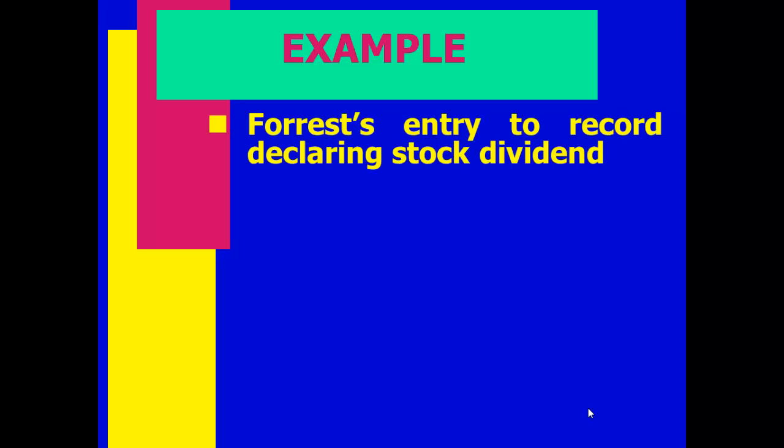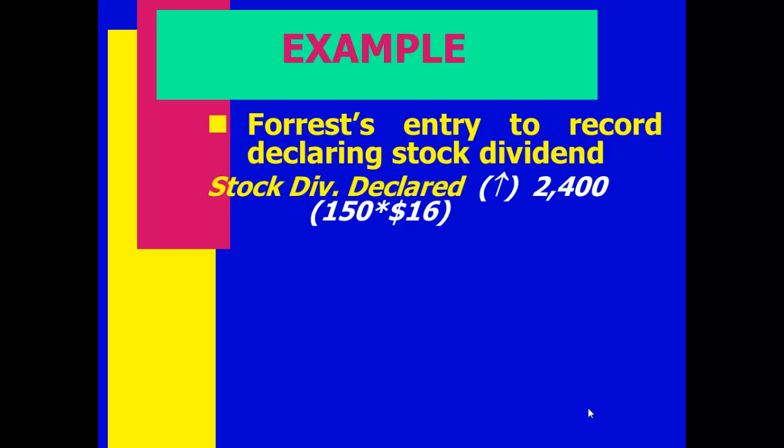The journal entry to record declaring the stock dividend is the debit to what account? Not cash dividends declared, stock dividends declared. So I want you to write down a debit to stock dividends declared, and then we have to think about the amount. The amount is going to be the number of new shares times the market price on the date that I declare it. So I'm going to debit stock dividends declared for 150 new shares times $16 a share.